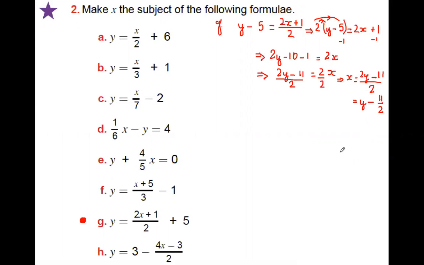I'll check that because there had been in the past some past paper with this. Okay, so that's us. We've got our answer there. X is the subject now.